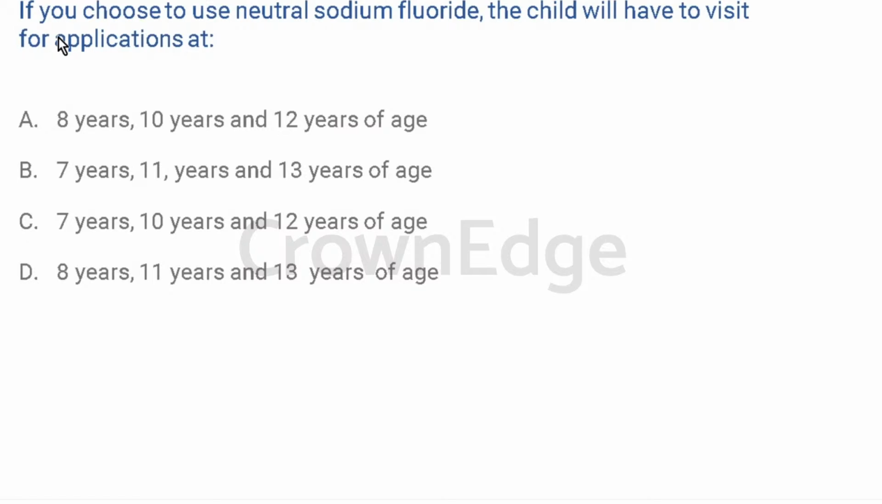Option B is 7 years, 11 years, and 13 years of age. Option C is 7 years, 10 years, and 12 years of age. And option D is 8 years, 11 years, and 13 years of age.